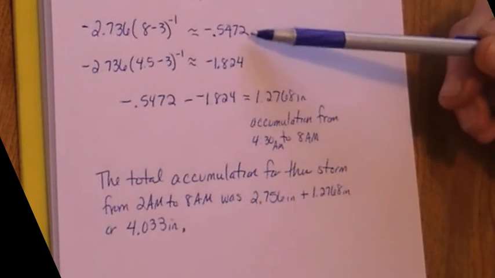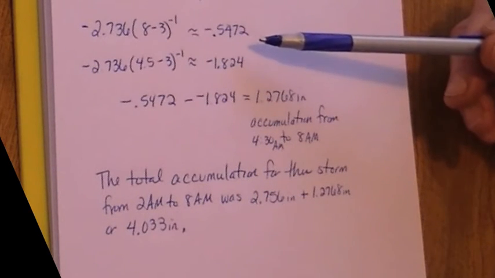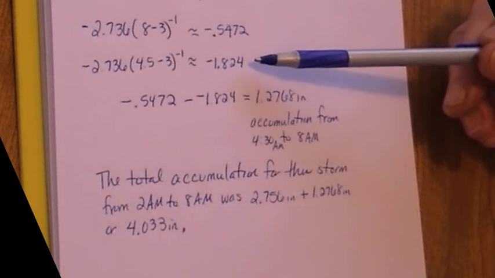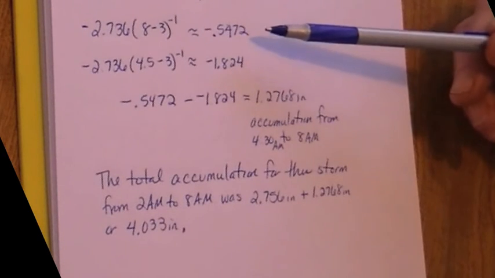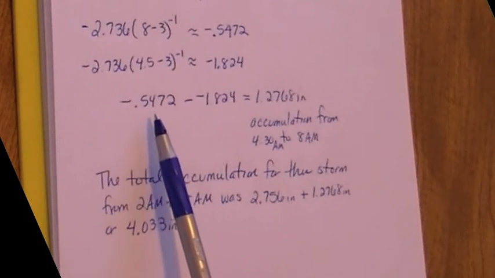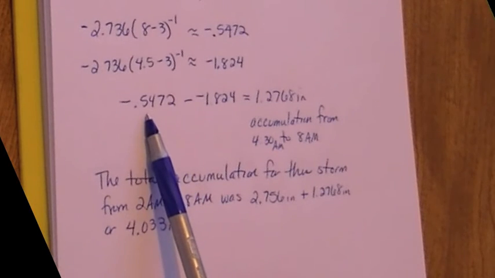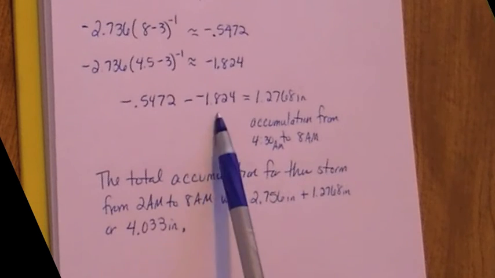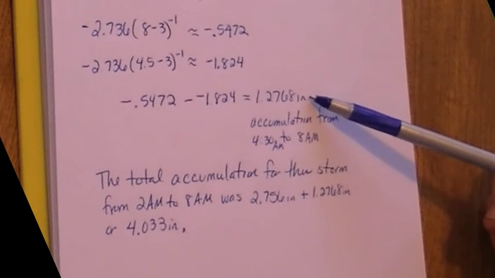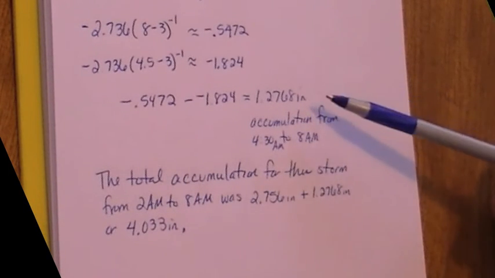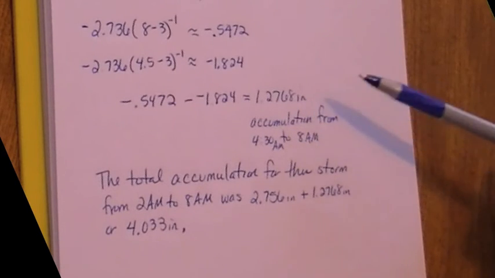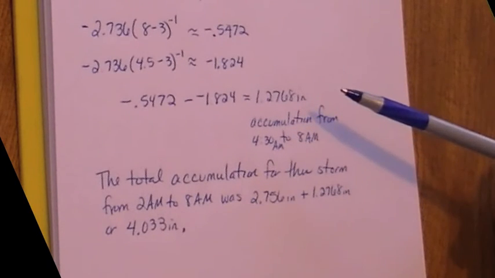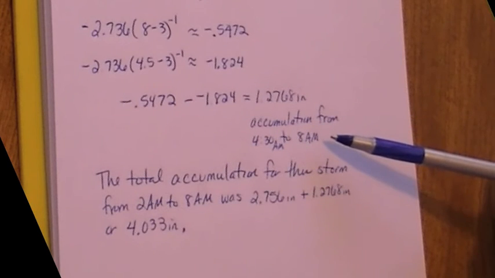I know it seems funny for these values to be negative because we are talking about an accumulation of inches of rain. But remember, the overall area is the upper limit value minus the lower limit value. So when you find their difference, you get positive 1.2768 inches. So it accumulated an additional 1.2768 inches between 4:30 and 8 a.m.